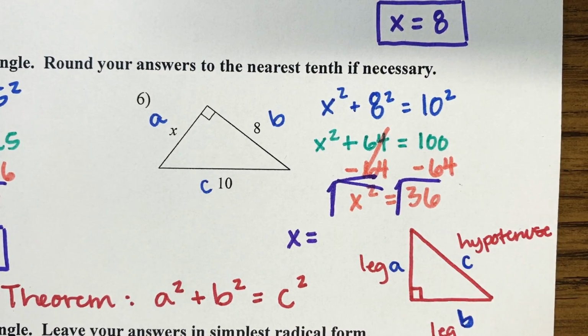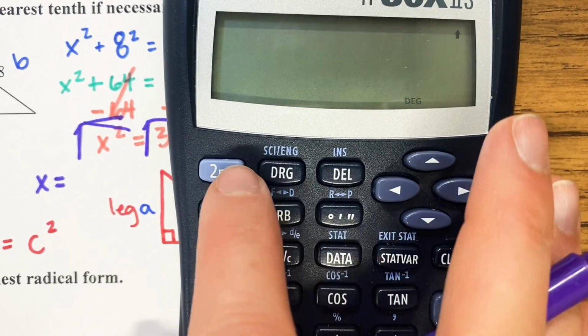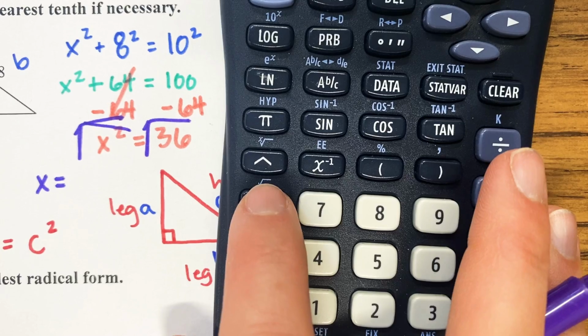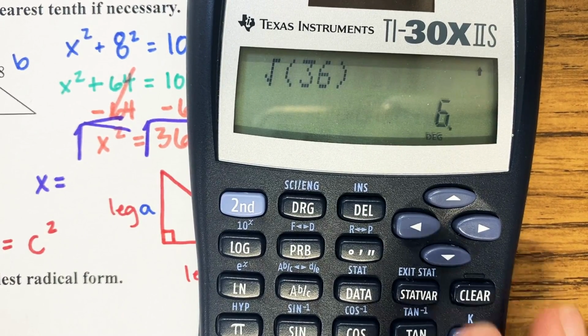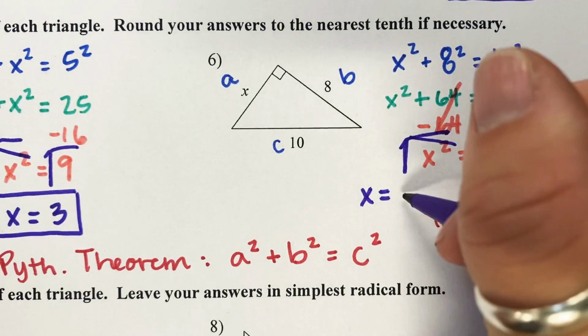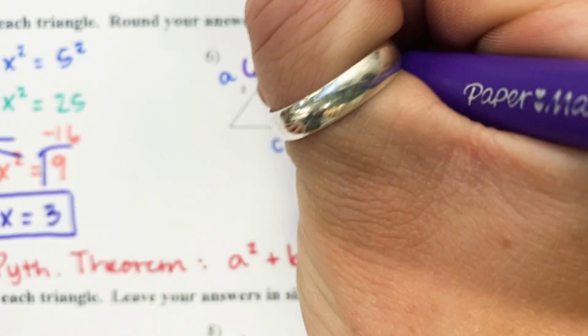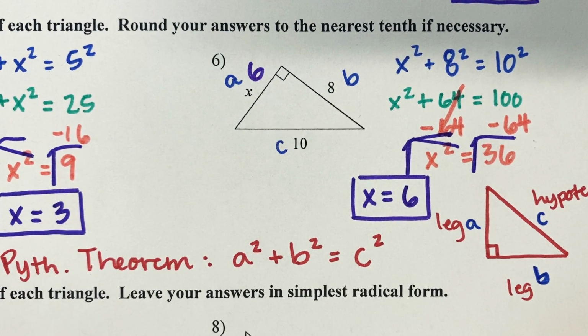Square root of 36, if you want to put that in your calculator. So you can do clear, second button, all the way down here to x squared because it has a little square root symbol. 36, enter, and we get 6. So I know that my missing side of this triangle was 6. Beautiful.